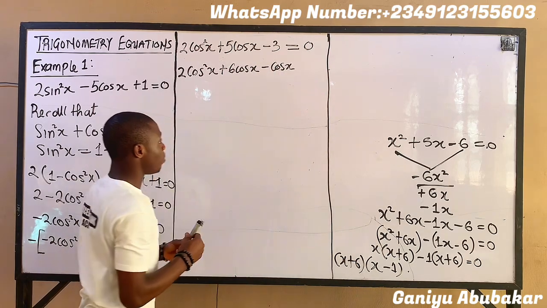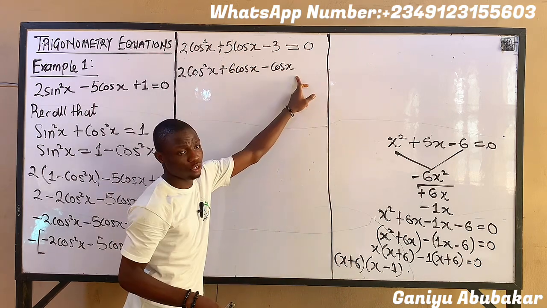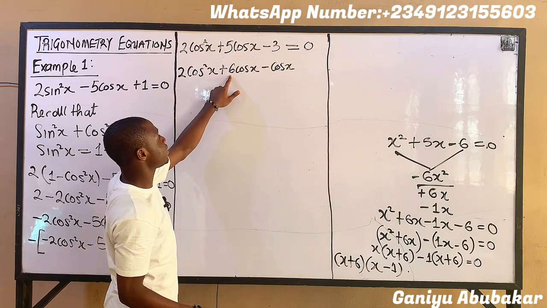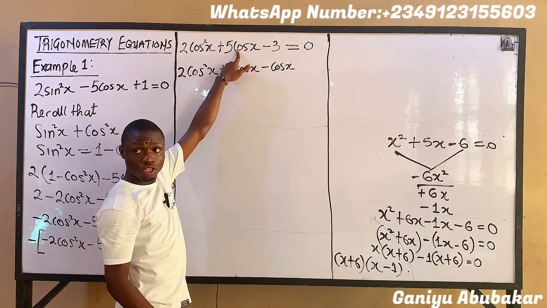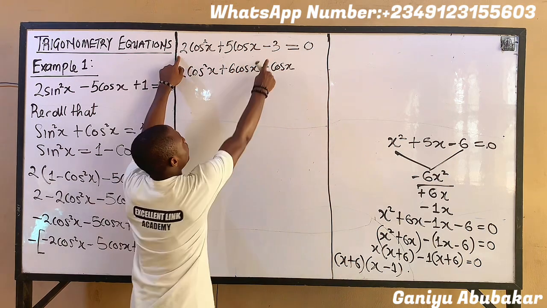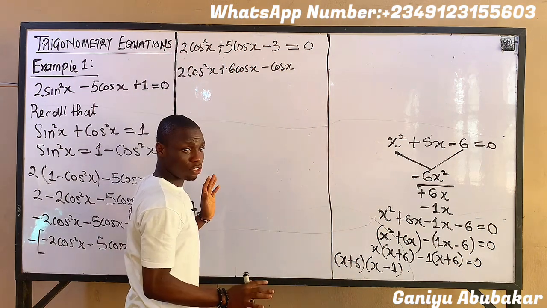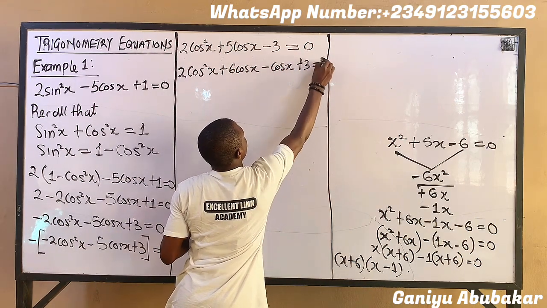Look up, please. I replace plus 5 cos x with these two values. Why? Because plus 6 minus 1 will give a plus 5. That's number 1. Number 2 is that if I multiply plus 6 times minus 1, it will give minus 6. True? So I have this one here, minus 3 being equal to 0.